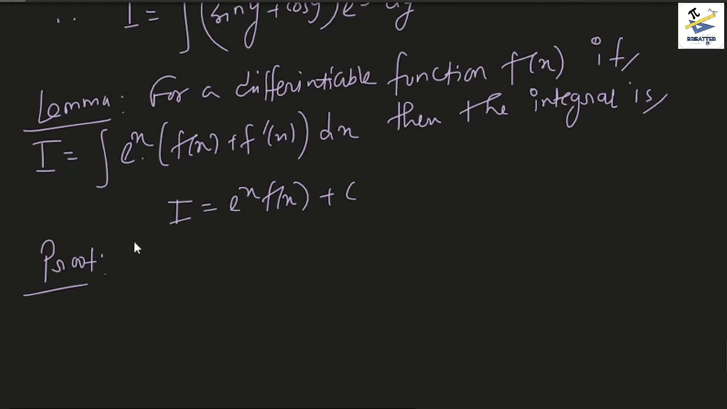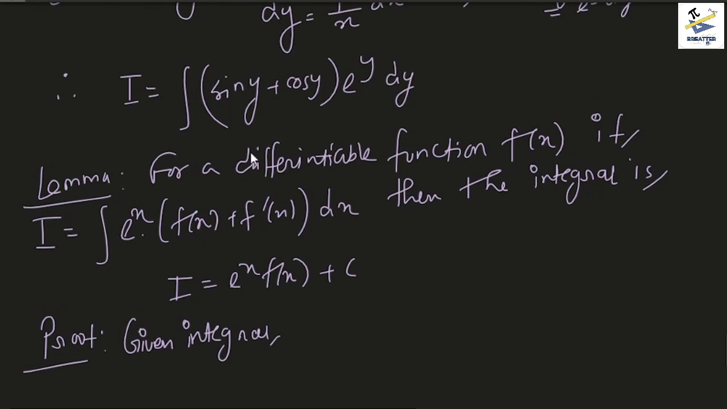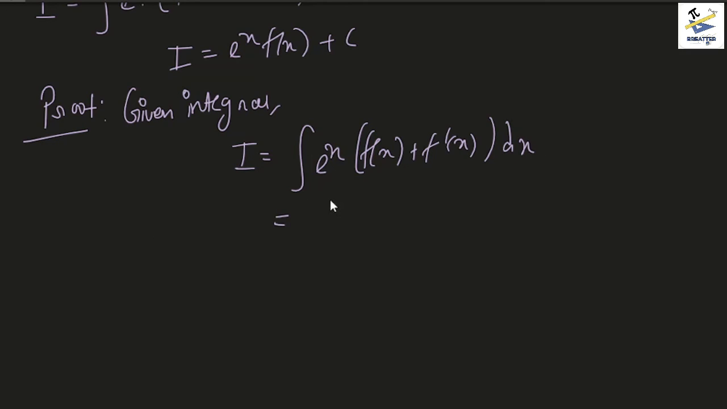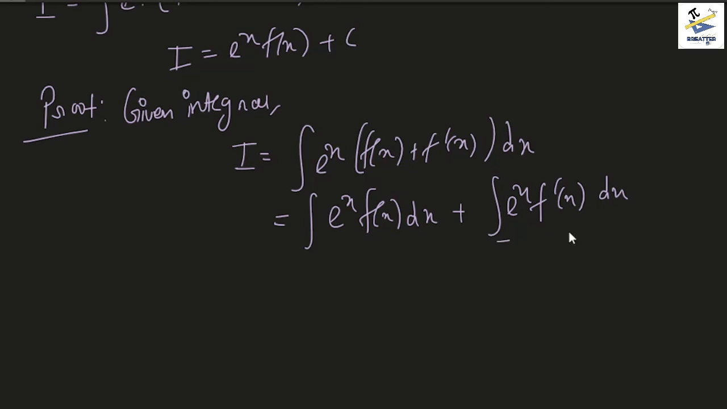We start with the given integral, and we shall see why this lemma is important in solving this particular problem. So the given integral is I equals e to the power x whole into f of x plus f dash x dx. Now let us separate it into two different parts, that is e to the power x into f of x dx plus e to the power x into f prime of x, or derivative of f x, dx. So let us try to break down this second integral. Name this integral as b. So b equals the integral of e to the power x into f prime x dx.